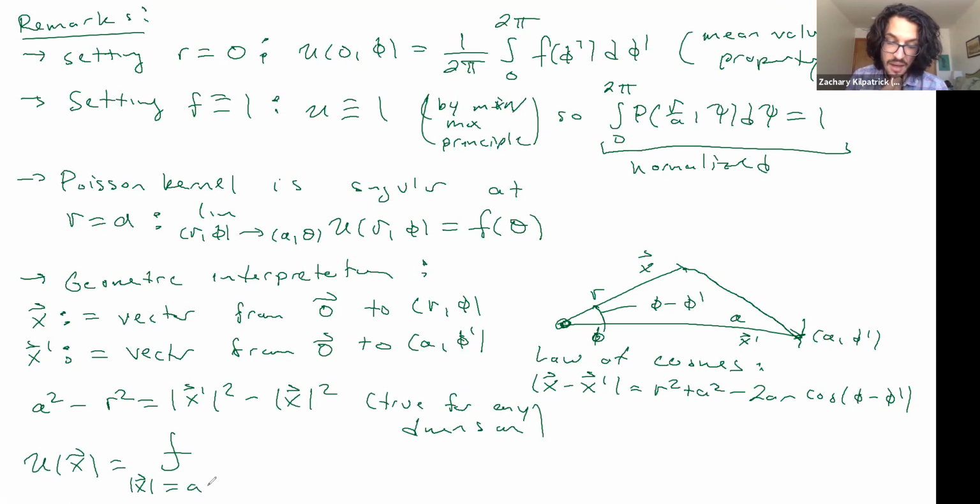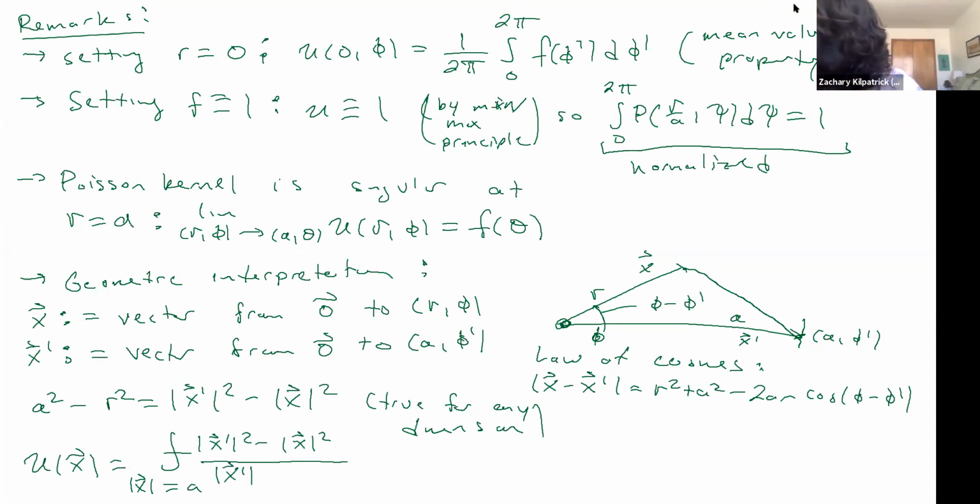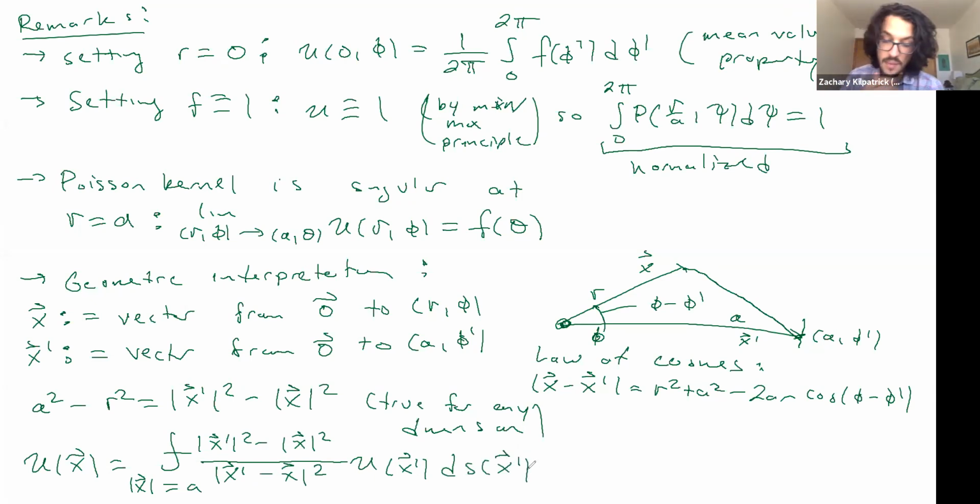We just take the average over the boundary of this quantity here, x prime squared minus x squared divided by x prime minus x squared, u of x prime here, ds, so now an integral over that boundary.